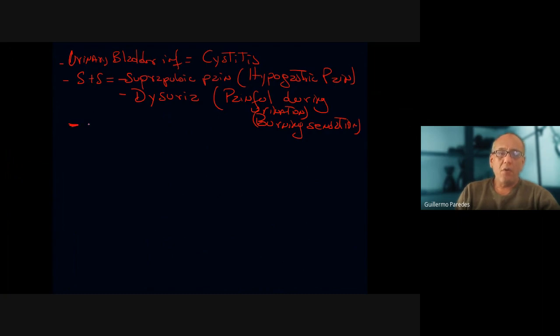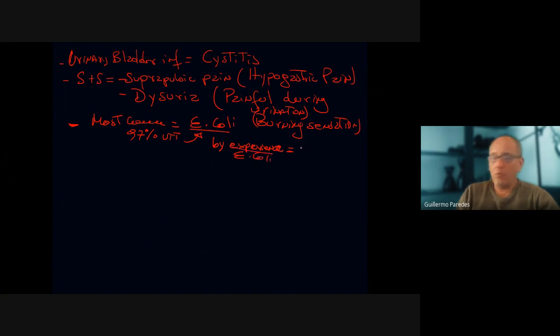So now, the most common bacteria is going to be E. coli. So you have this dysuria, suprapubic pain, and you need to know that it's very suggestive of an E. coli UTI. All right, 97% of all UTIs are going to be E. coli. So we already know that by experience, this is going to be E. coli. So by experience it is going to lead you into empiric.